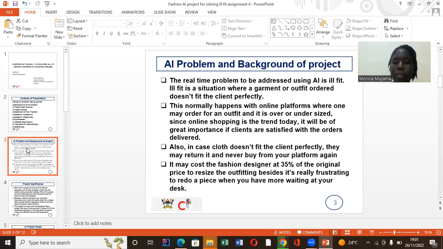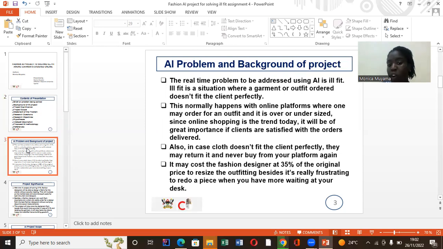The AI problem and background of the project. The real-time problem to be addressed is ill fit. Ill fit is a situation where a garment or outfit order doesn't fit the client perfectly. This normally happens with online platforms where one may order an outfit and it may be oversized or undersized. Since online shopping is becoming a trend today, it will be of great importance if clients are satisfied with the orders that are delivered. And this can only happen if you have the real size of the client and you're able to get for them the outfit that fits them according to that size.